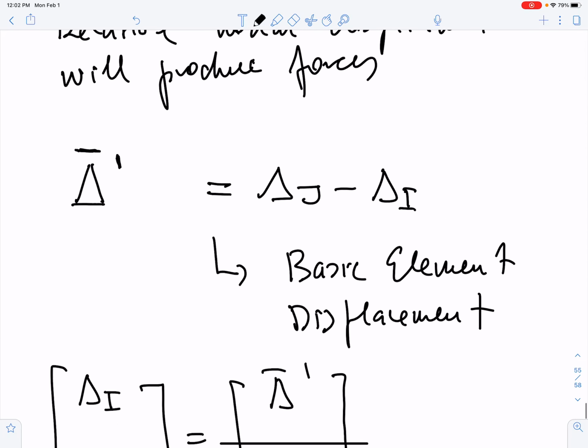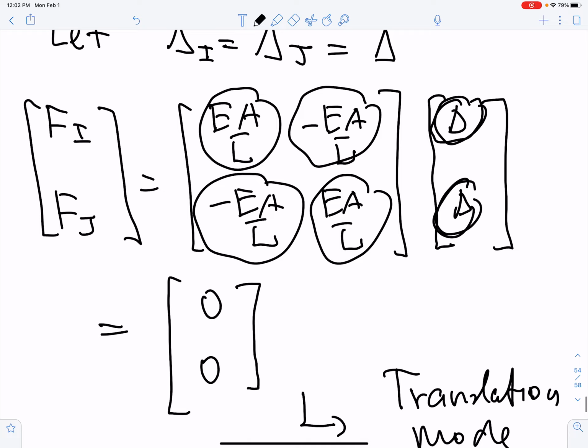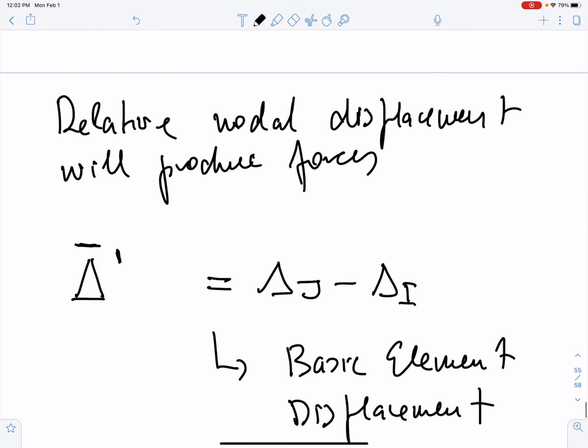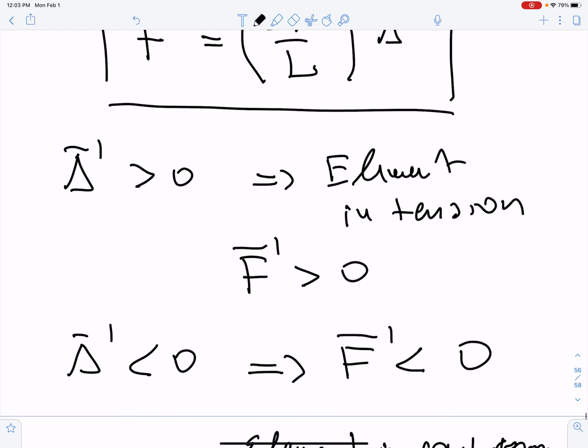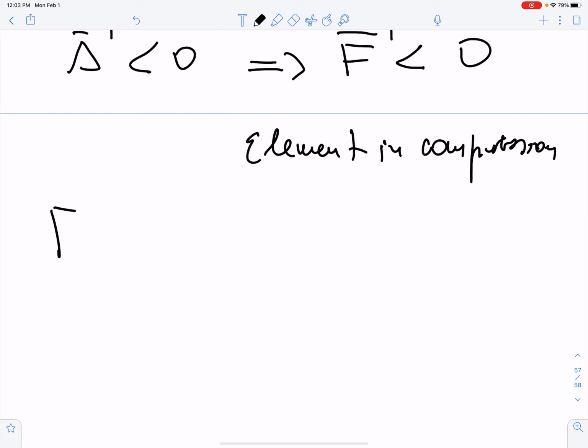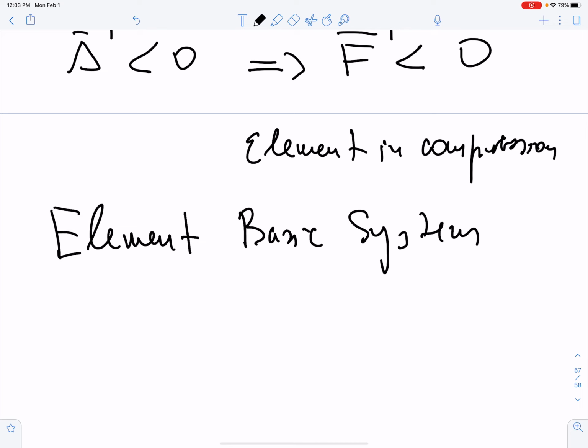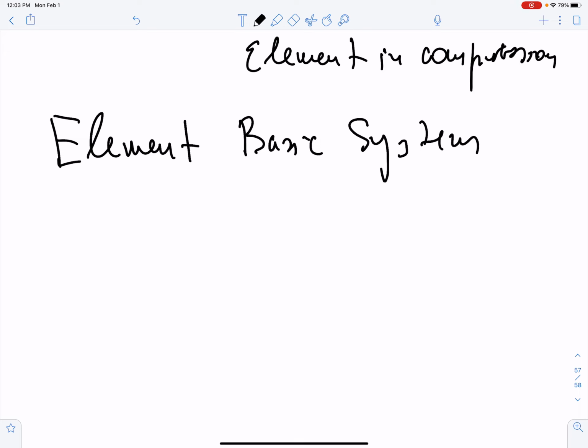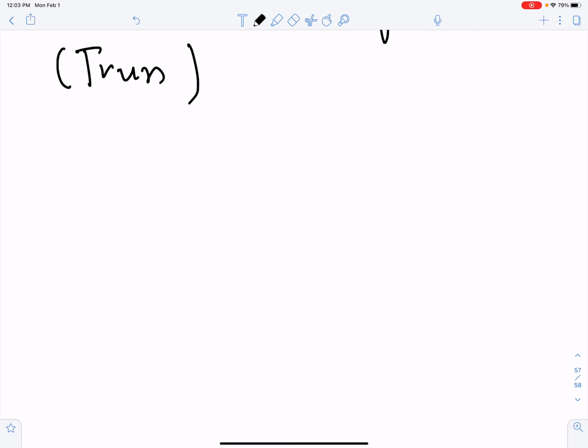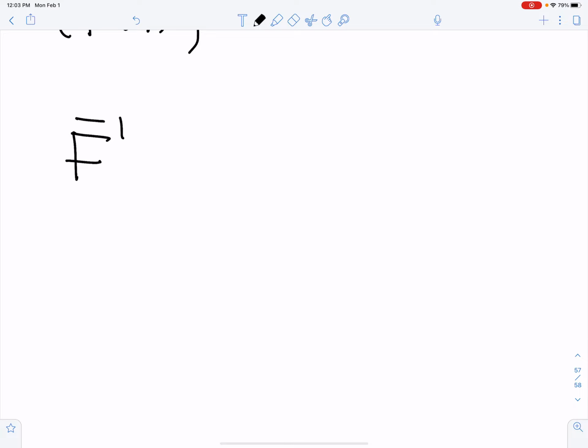And so starting from this general 2 by 2 relationship here, what we boil down to is the element is something that's referred to as the element basic system. So in that element basic system, and again, I'll remind you, we're talking about trusses, and when we talk about beam bending, the basic system will look a little bit more complicated. But at this stage, we define F bar prime. We'll call this the basic element force.